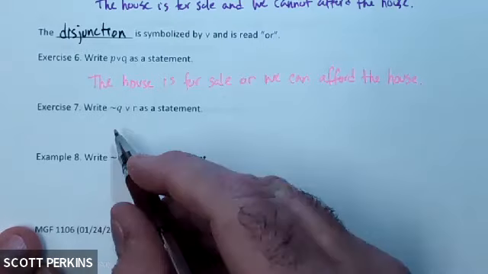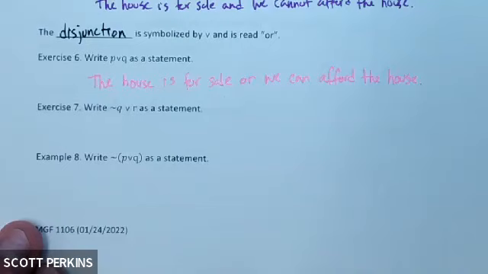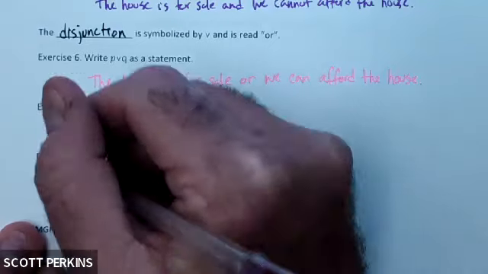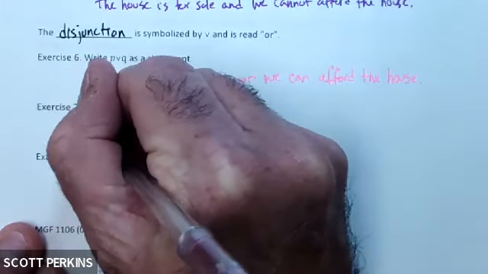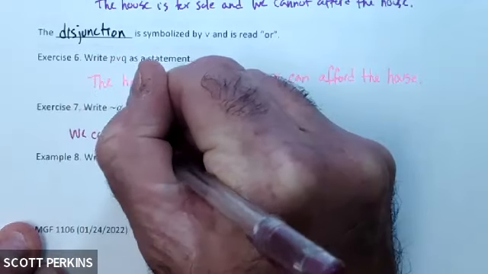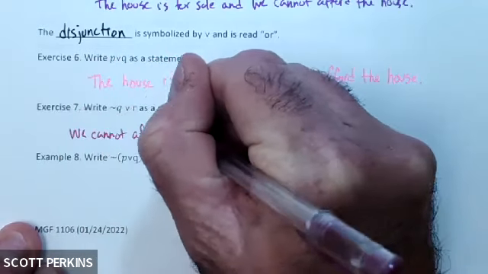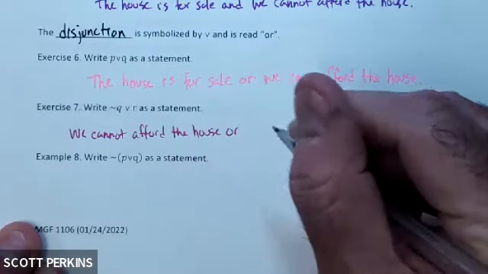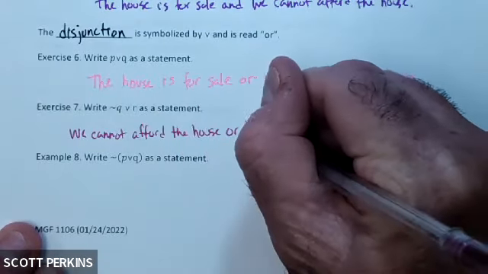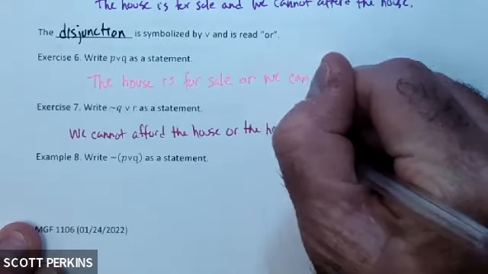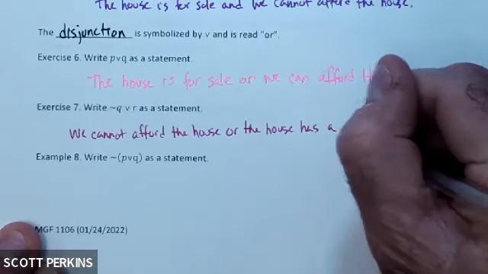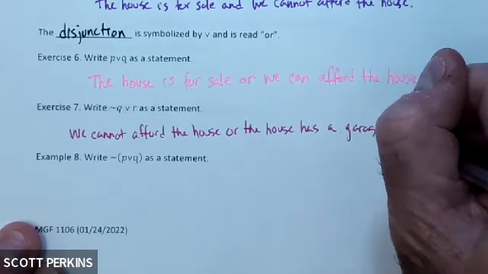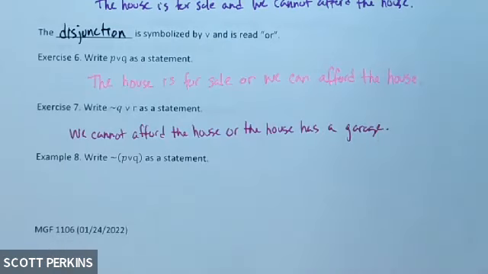Okay, so this one starts off with squiggly Q. So squiggly Q is the negation of statement Q, so we cannot afford the house. Or, and then statement R, the house has a garage. Perfect. Yes.